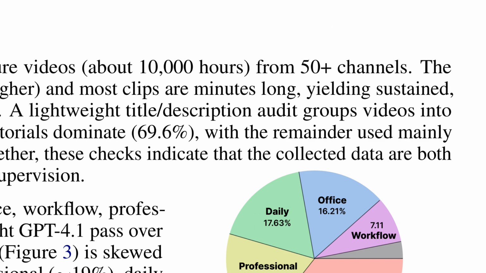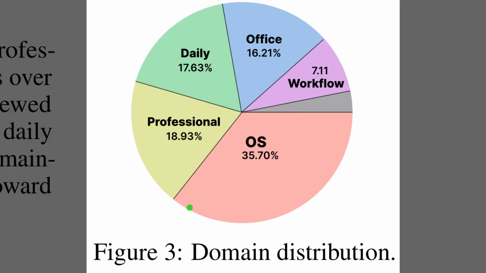Well, Figure 3 shows the domain distribution, which means the videos are grouped by the kind of computer tasks they demonstrate. The largest slice is operating system activity at about 36%, so the dataset leans towards system operations. Professional and daily tasks form substantial portions, giving strong coverage beyond basic demos. Office tasks add meaningful variety, while workflow clips occupy a smaller share.